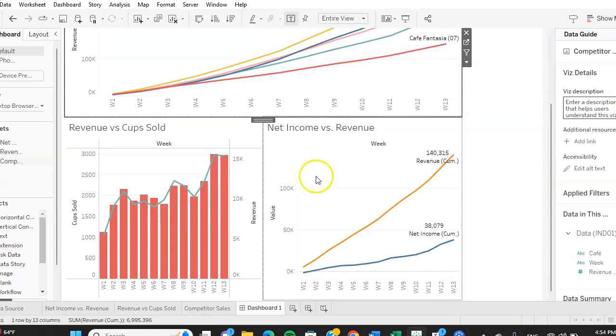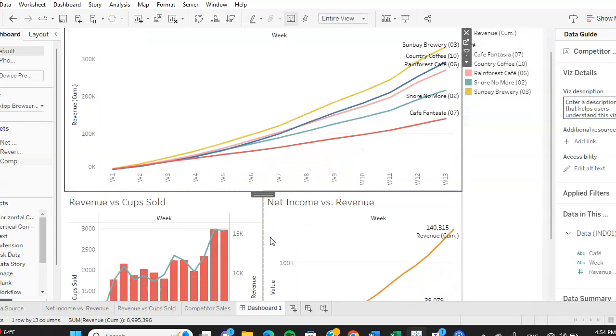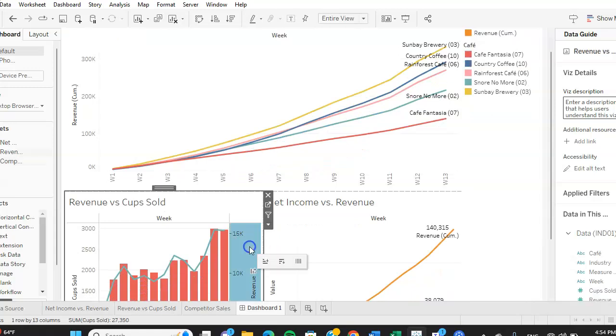in our own sphere. Overall, I think that our business did pretty well, and by using Tableau, I've been able to see the actual visualizations of our data, and that has been helpful in seeing how revenue versus cups sold, net income versus revenue, and how we did competing with our competitors has been shown throughout our business.